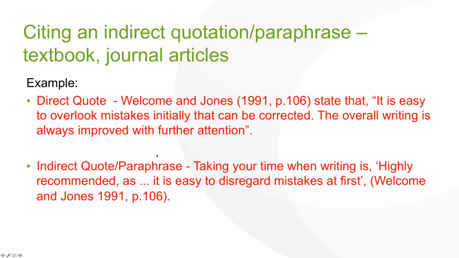So when you are citing an indirect quotation or a paraphrase of a textbook or a journal article, this is some ways to do it. So the direct quote from Wellcome and Jones, 1991, page 106, states, "It is easy to overlook mistakes initially that can be corrected. The overall writing is always improved with further attention."